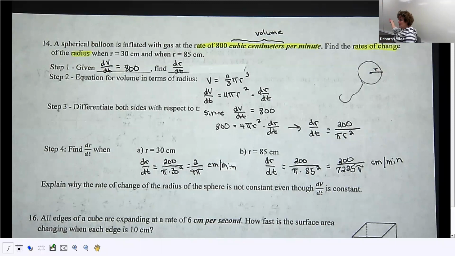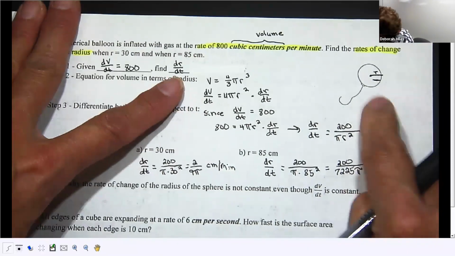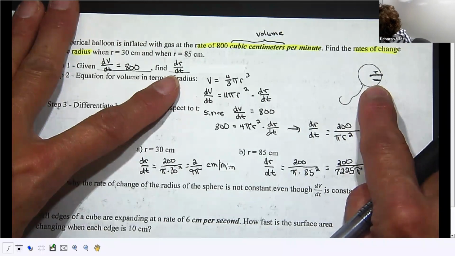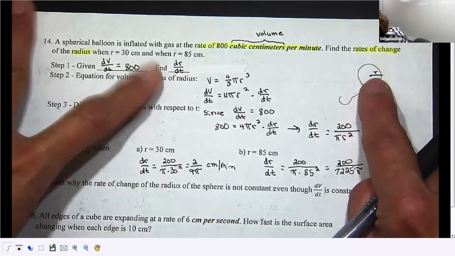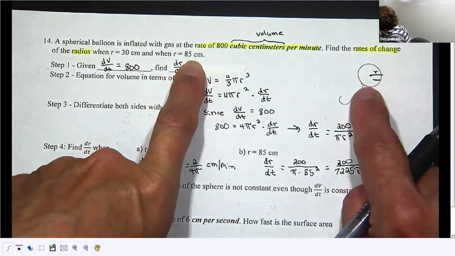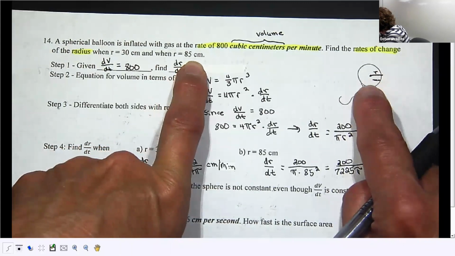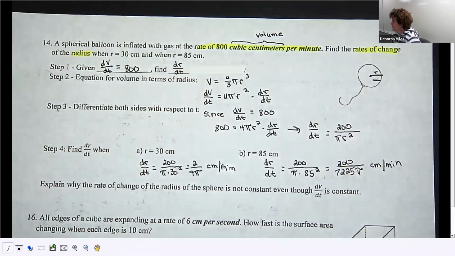This is the same thing. When that radius is just 30, like right here, the balloon's going to be filling up more quickly than when the radius is bigger, when the radius is 85 centimeters. So the radius is going to change rapidly and then slowly and then get rapid again as you get closer to the top.